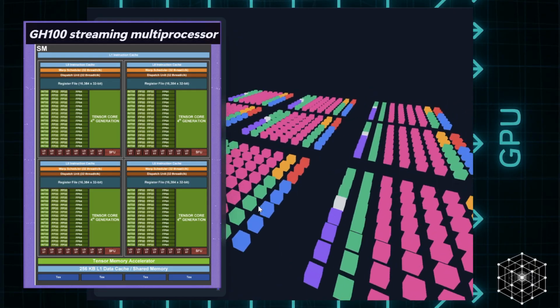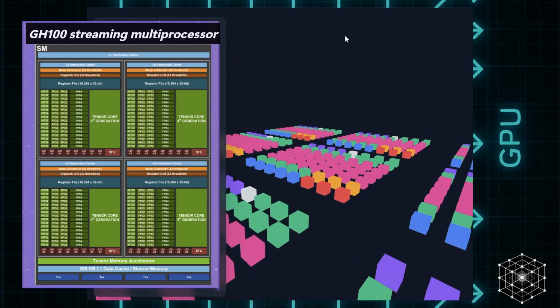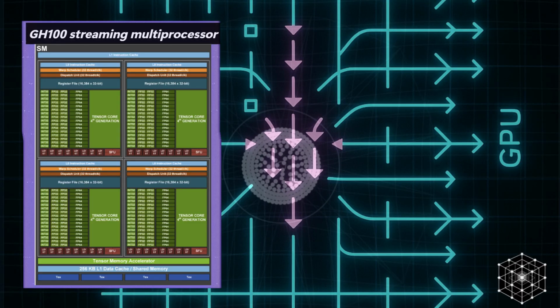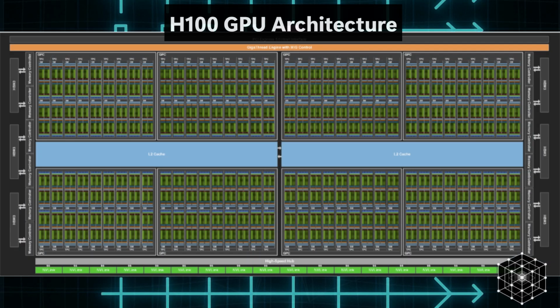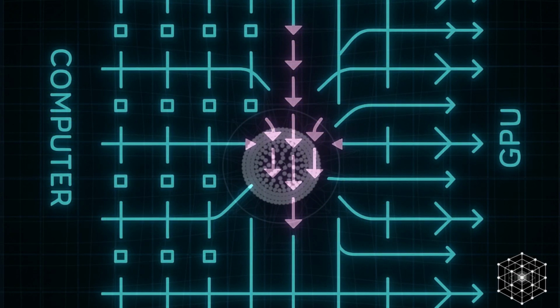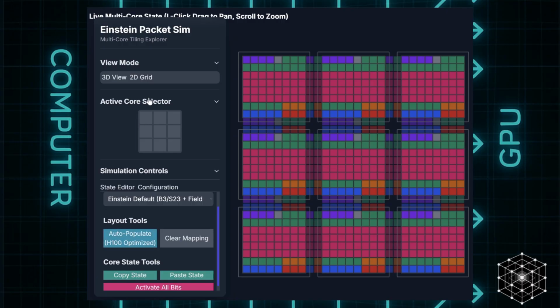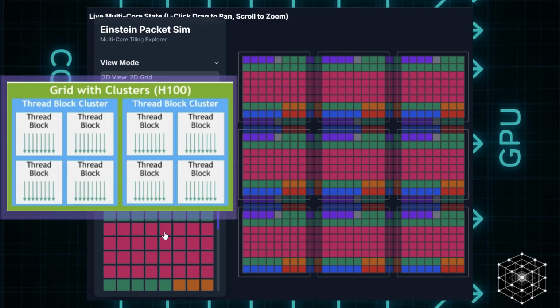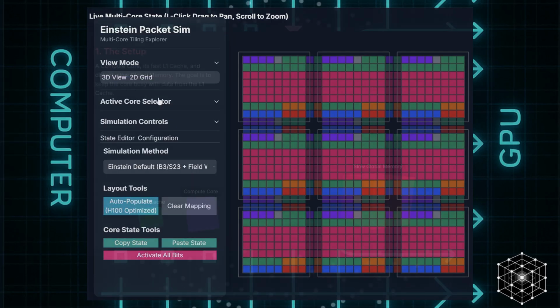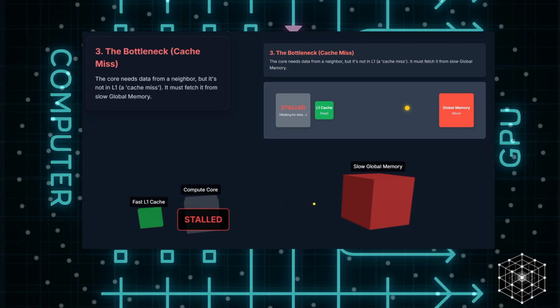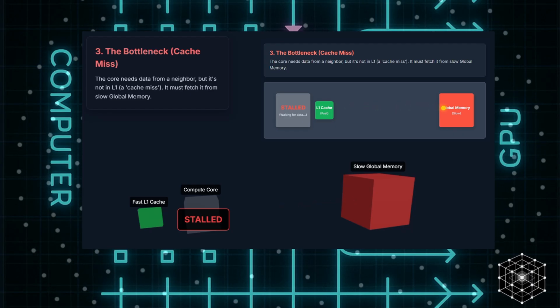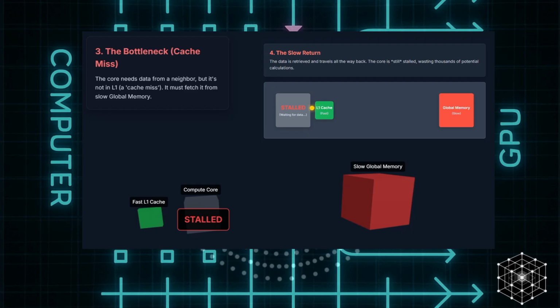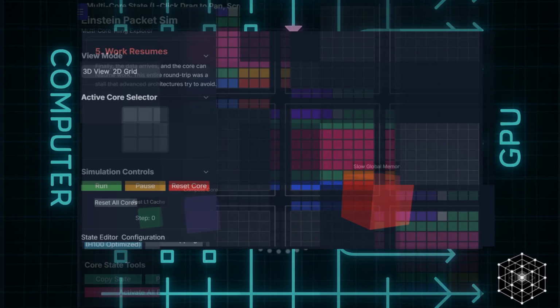The fundamental challenge in all GPU computing is not math, it's memory optimization. A GPU can perform trillions of calculations per second, but it's often starved for data. In a simulation like ours, where the state of one packet depends on its neighbors, this is a critical problem. When a group of threads calculates the state of a packet, it inevitably reaches the edge and needs data from a neighboring packet. In a simple design, that neighbor's data is far away in slow global memory. This read operation can stall the entire compute core, wasting thousands of potential calculations.